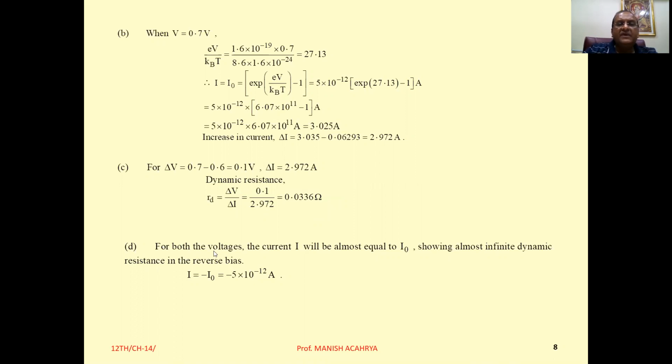Then D. Now see, for both the voltages, the current I will be almost equal to I0 because that is reverse saturation current. Clear? And in case of more voltage, immediately you will get the reverse saturation current. So your I, that will be I0, but here negative sign is introduced because that is reverse bias current. So that is reverse saturation current. Clear to all of you?